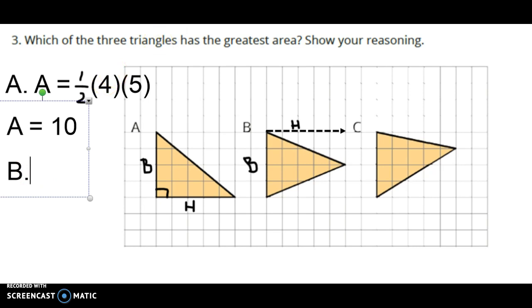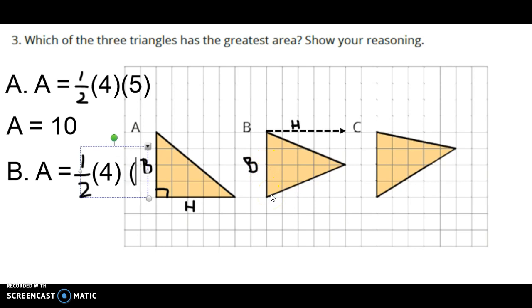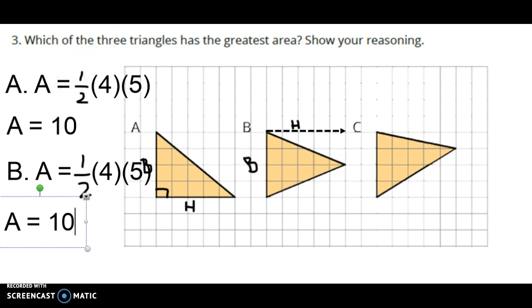Now I can calculate the area of this triangle. So I know that the formula for area of a triangle is 1/2 base times height. So I'm going to do my 1/2. Now I'm going to count the units in my base. I see 1, 2, 3, 4. So I'm going to multiply by 4 times the units in my height, 1, 2, 3, 4, 5. And what I end up with is area equals 1/2 times 5 times 4. 5 times 4 is 20, divided by 2 is 10. So actually A and B have the exact same area.